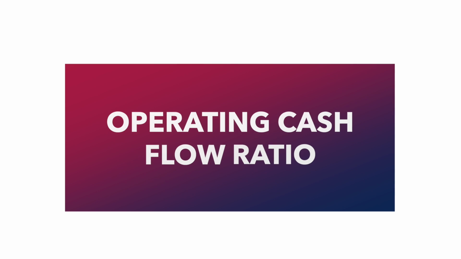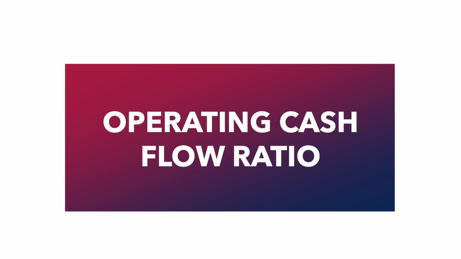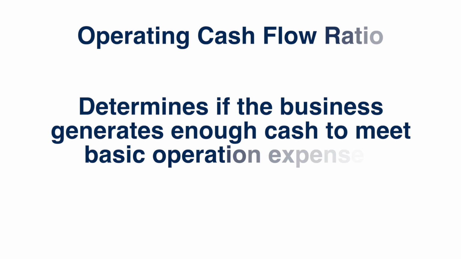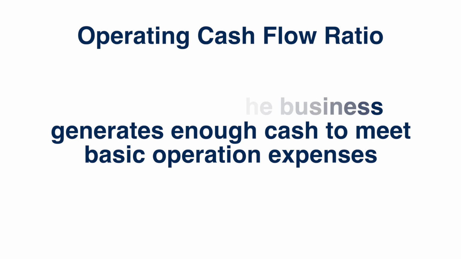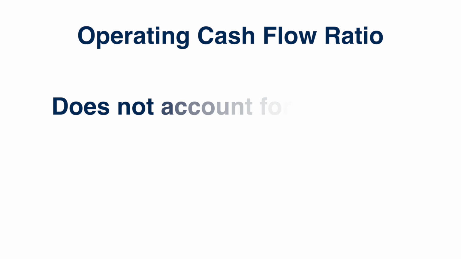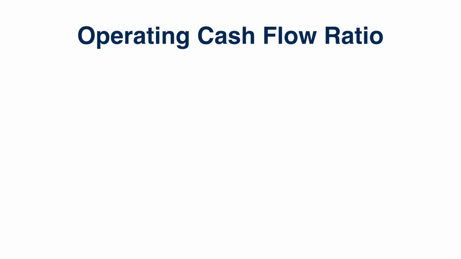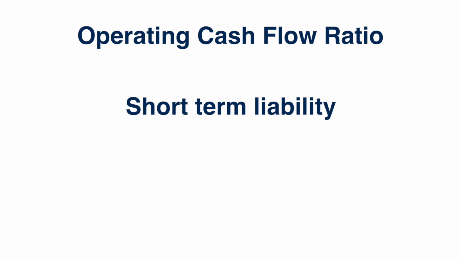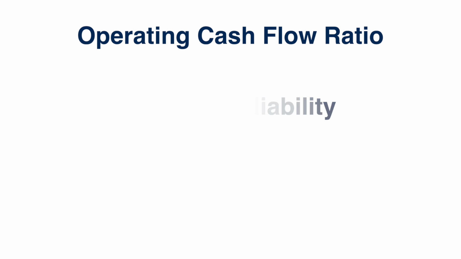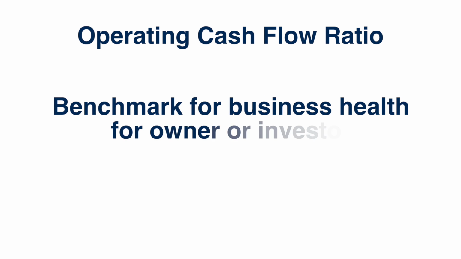The operating cash flow ratio is the liquidity ratio used to determine if the business generates enough cash to meet basic business operations. Unlike the current liability ratio, this ratio does not include dividends in the calculation. This ratio is also used to determine its short-term liabilities considering dividends, and can be used to analyze a business's health by the business owner or an investor.